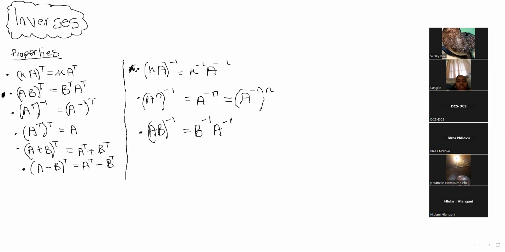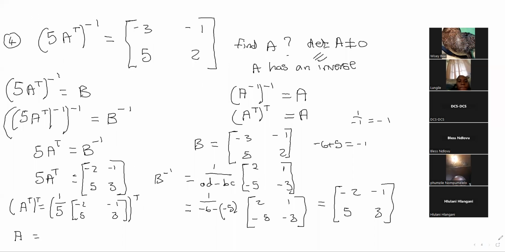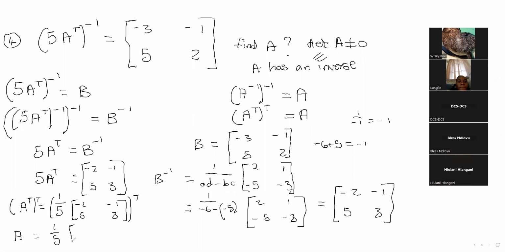What's this rule here? A-T, K-A-T, the K doesn't get affected, only the A. So I'm just going to put 1 over 5 here. And then for the transpose, you just exchange the rows and columns. In this case, the row will be my column: minus 2, minus 1, then 5, 3. And then you are done. That's your answer.